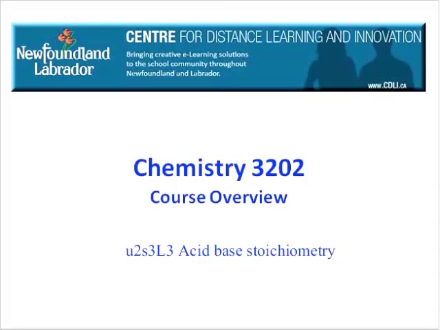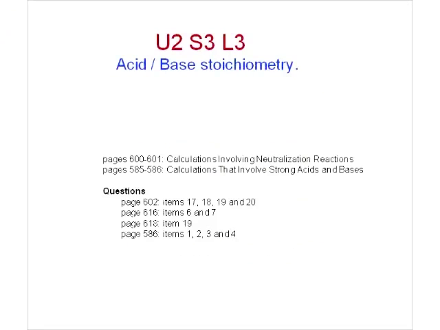Well, welcome back again. Chemistry 3202, course overview review. Unit 2, Section 3, Lesson 3, acid-base stoichiometry. Now this is a continuation of what we were just doing with the titration curve, so you're going to see some similarities here with this. And there's a few new things here, some little twists that we can do with the stoichiometry, and let's just get into it, eh? Here we go.